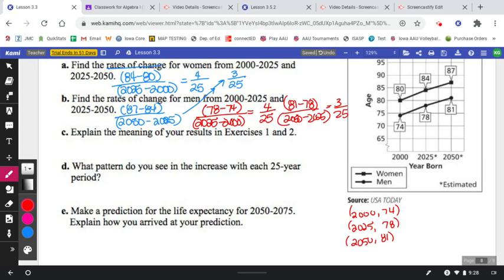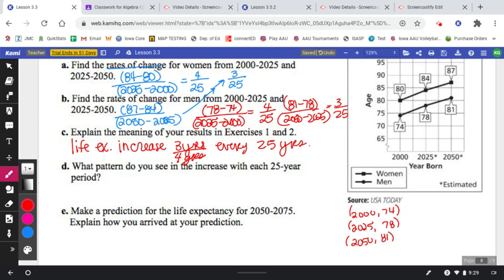Explain the meaning of your results in exercises 1 and 2. Well, the life expectancy increases 3 years every 25 years. So every 25 years that passes, your life expectancy goes up by 3 or 4 years, I guess. Because for the first part, it was 4 years increase, and the next one was 3 years.